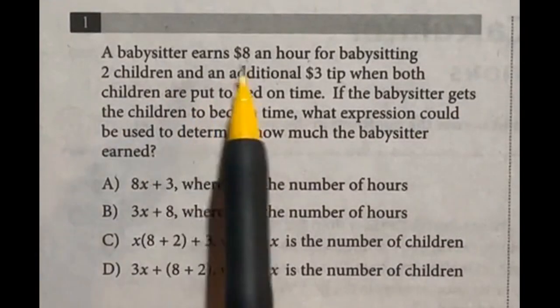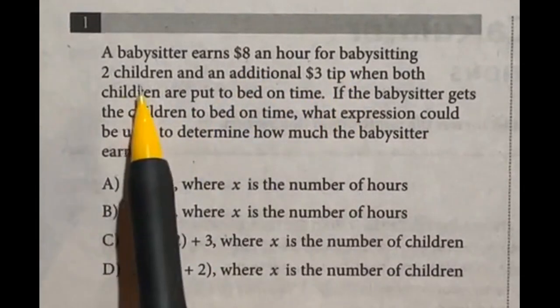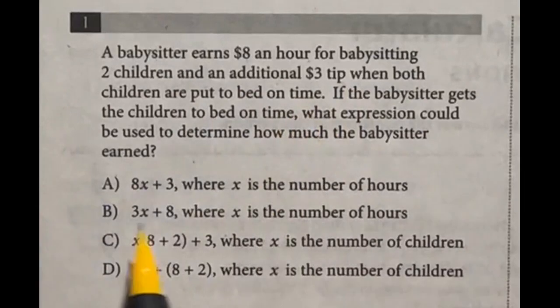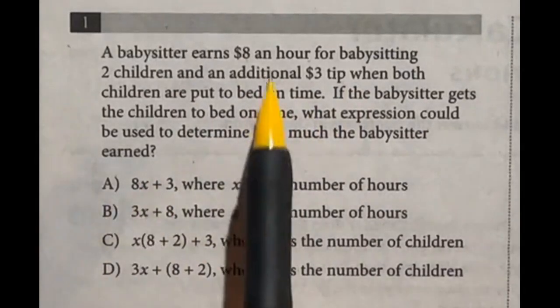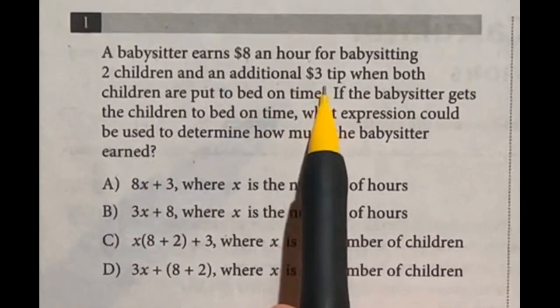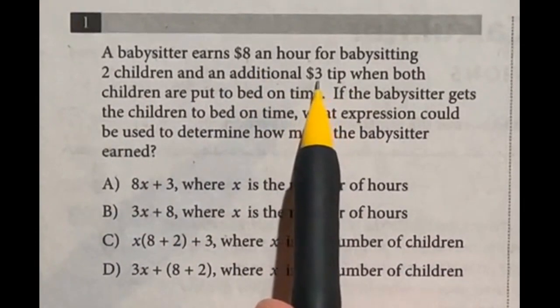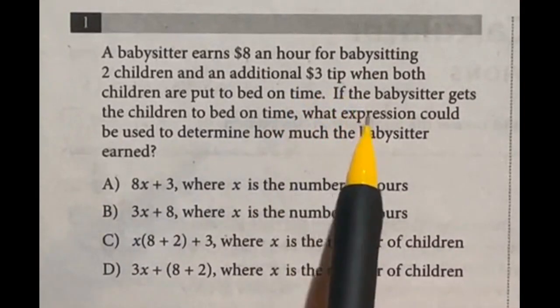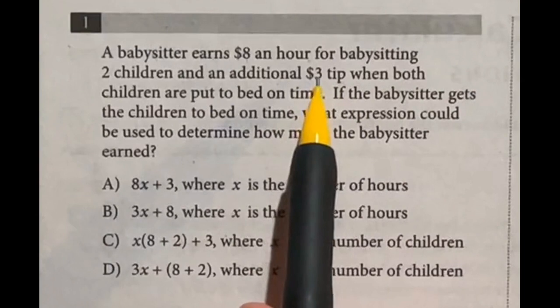It says that a babysitter earns $8 an hour for babysitting 2 children and an additional $3 tip when both children are put to bed on time. So looking at these equations down here, with the situation we have here, the $3 is either a you get it or you don't. So that's just going to be a +3. It's not dependent on how many times it happens. It's just a $3 tip. So that means the 3 should not be with any variable or letter.